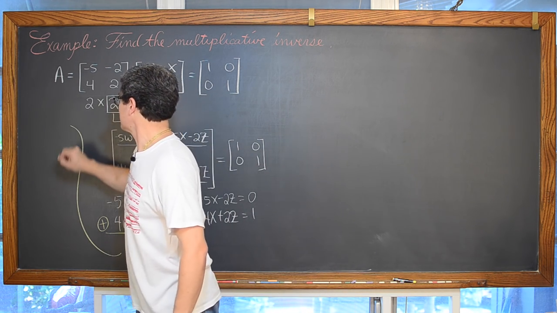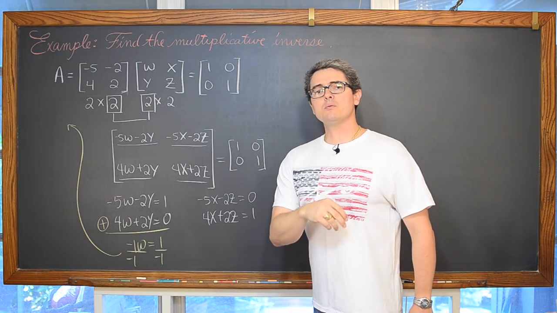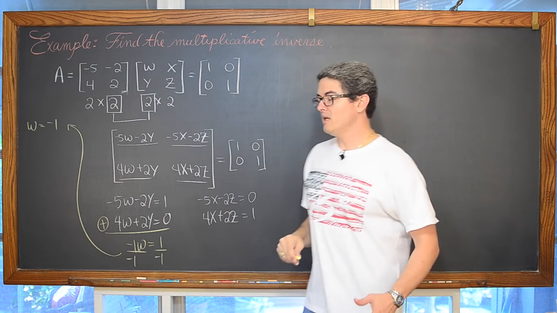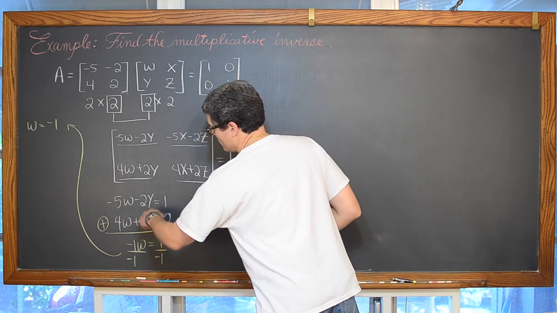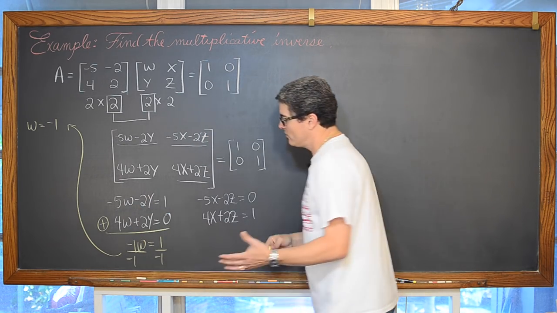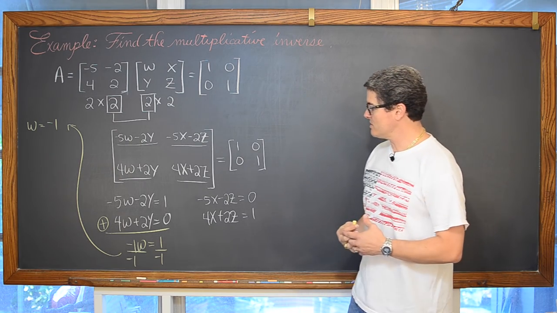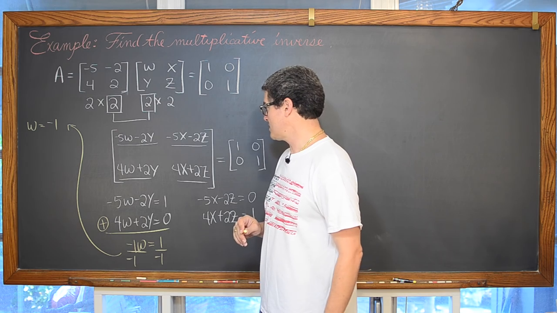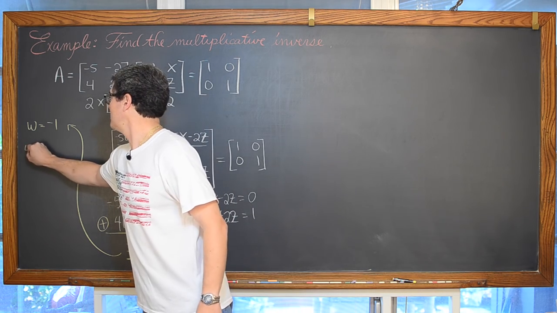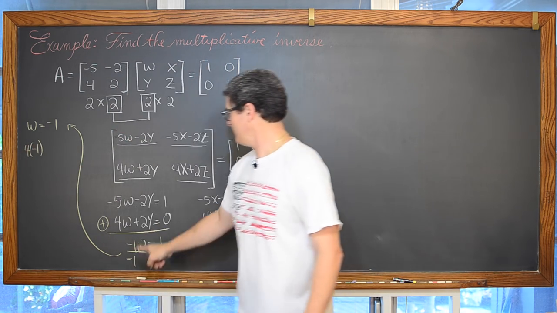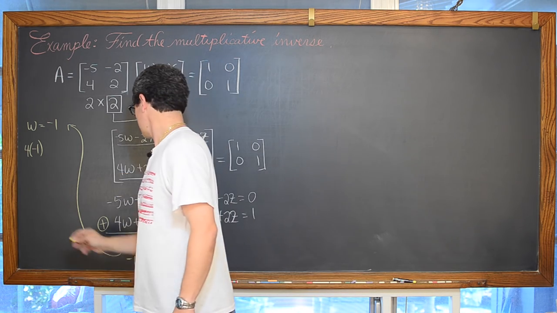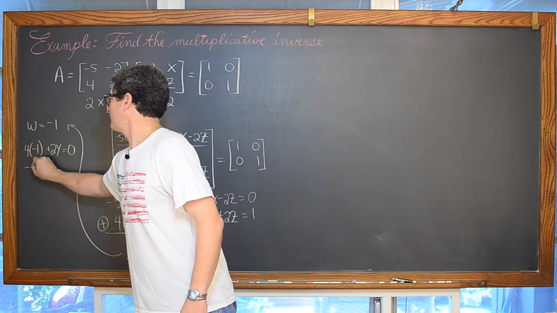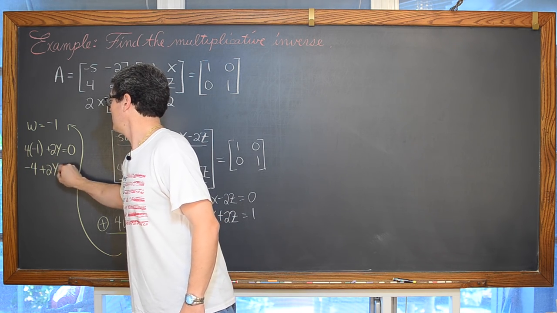And I'm running out of room, so let's just bring it up here. W is equal to negative 1. Now, I know what W is. Let's plug that back into one of these original linear equations. The one that seems like it would be the easiest to work with is the bottom one. And we get 4 times negative 1 plus 2y is equal to 0. We have negative 4 plus 2y.